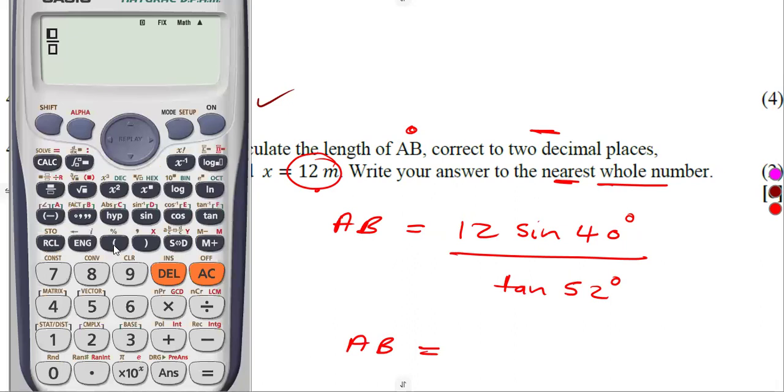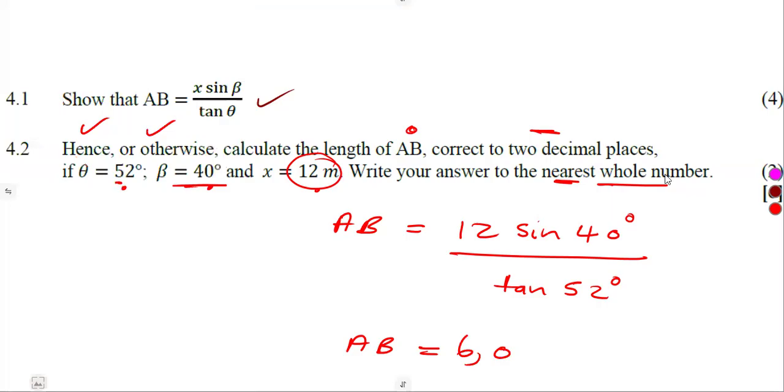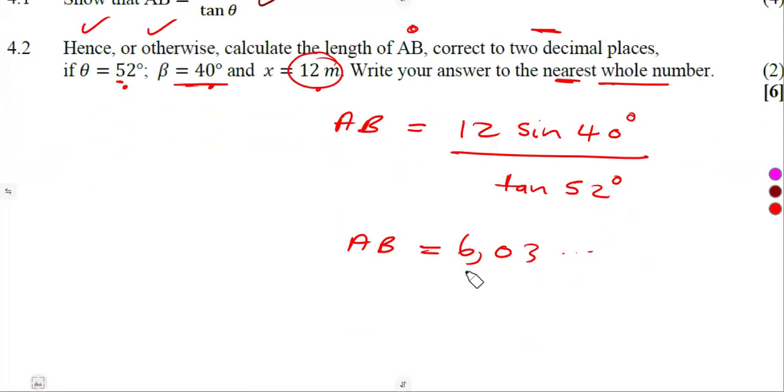So you can simply use your calculator there. A fraction, that's 12 sine 40 degrees. Close that bracket, over the tan of 52 degrees. It is going to give us 6.03 and so on. But they say to the nearest whole number. If we look at this, the next digit is 0, which cannot change this 6. So it will remain as 6. So AB is going to give us 6.